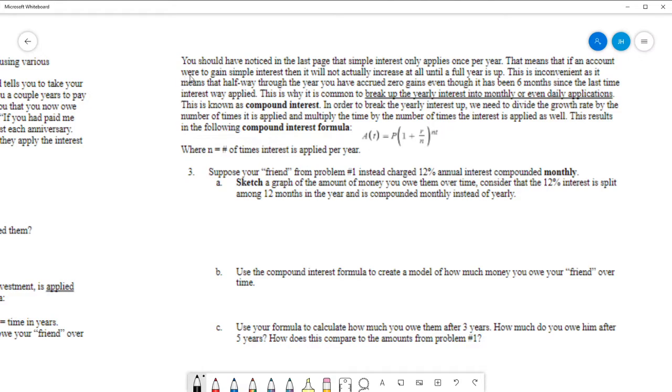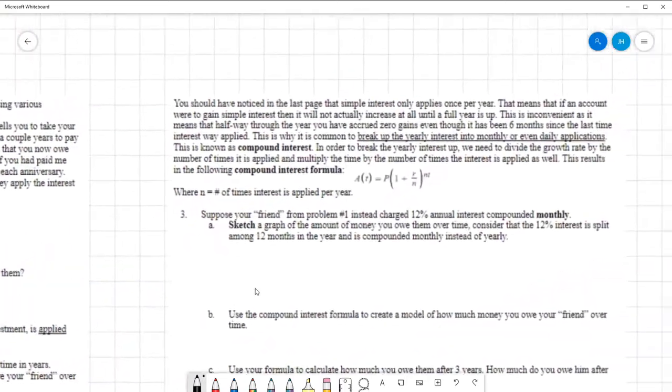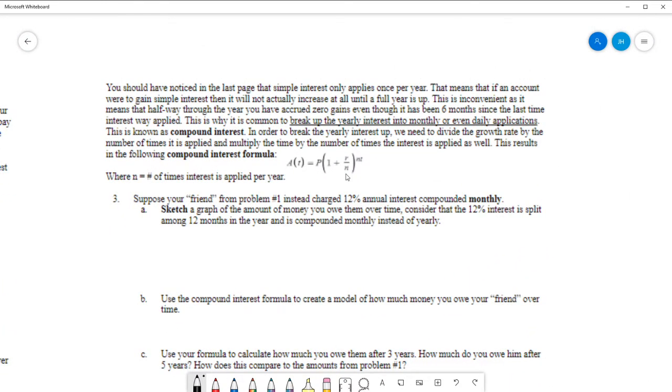Looking at this introduction to compound interest in number 3, what we see is that the difference between this and the simple interest formula is that the growth rate is being divided by n, and our exponent is being multiplied by n. That means it's dividing how much our interest is, right? So instead of applying 12% interest each time, it's getting cut, but we're then applying the interest more frequently, right?